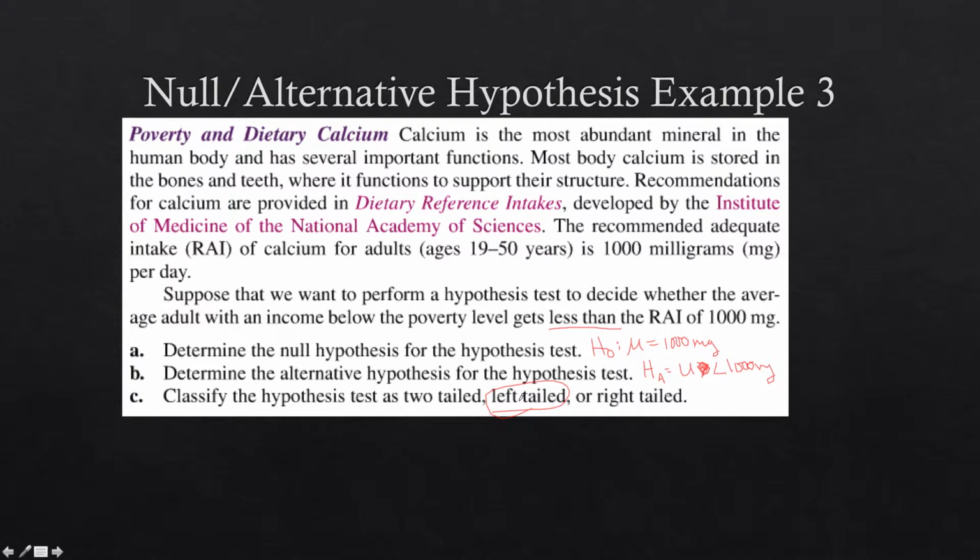Okay, so you will develop writing these based on the articles and things. You will begin to get pretty involved in that and be able to do that pretty much in your sleep probably. But the one thing that you're going to want to pay close attention to is how would you describe it in English? The alternative. What does it mean? For instance, on this last one, the alternative is the mean calcium intake of adults with income below the poverty level is less than the RAI of 1,000 milligrams per day. That is what that alternative means. So be able to write out what they mean as well.